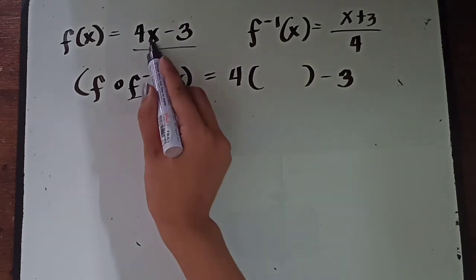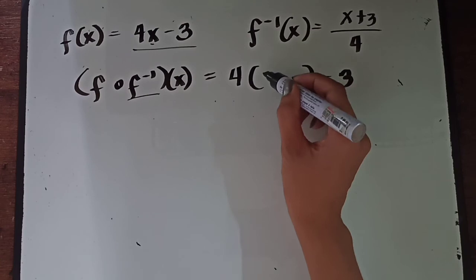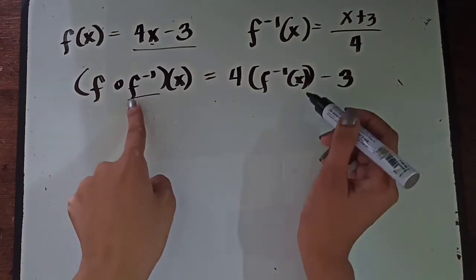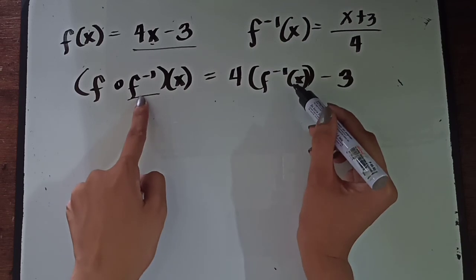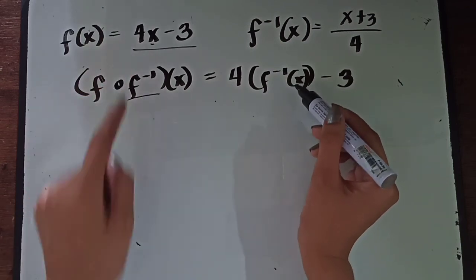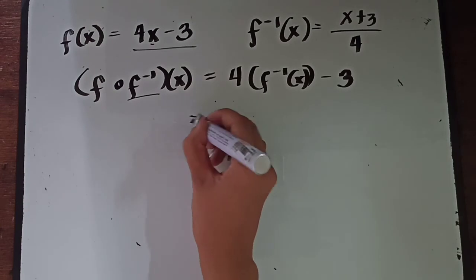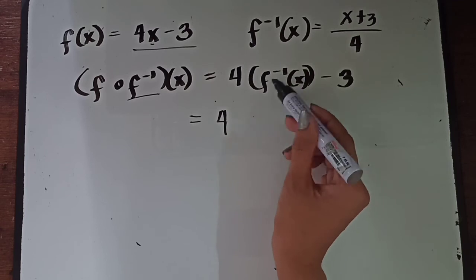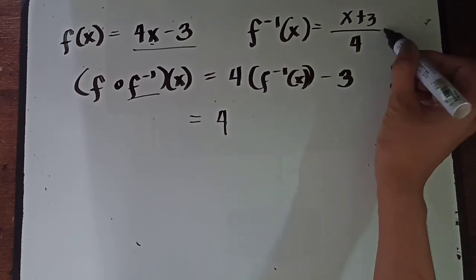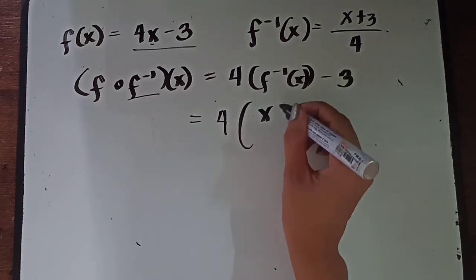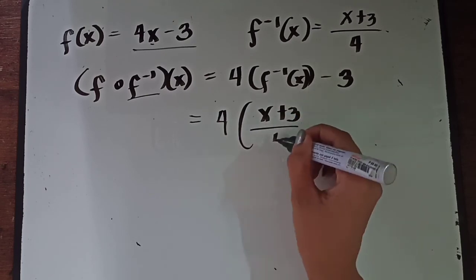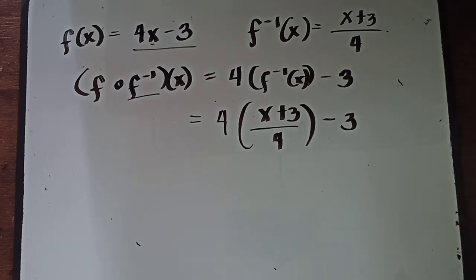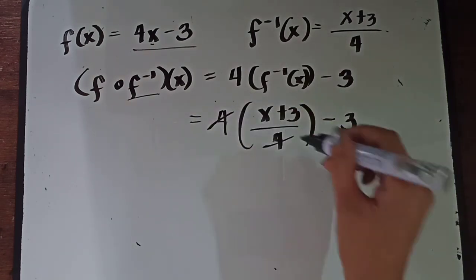So, sa halip na x yung ilalagay ko dito, ang ilalagay ko is f raised to negative 1 of x, which is ito yung pangalawa. Ito yung nagsilbing value ni x dito sa f of x. Okay? So, that is equal to 4 times the substituted value of f inverse of x, which is x plus 3 over 4. Then, minus 3. Okay, so next, pwede kong i-cancel si 4.